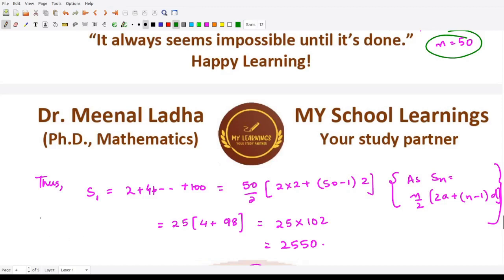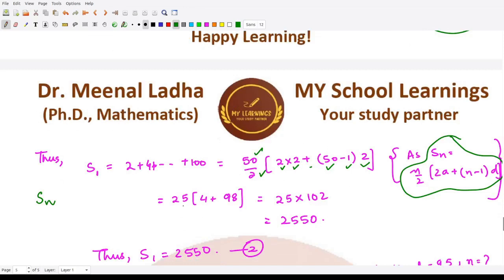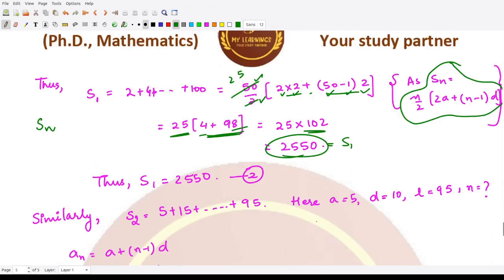Once you have n, now you can use the formula for Sn, that is n by 2 times 2a plus n minus 1 times d. So n divided by 2, 50 divided by 2, times 2a plus n minus 1 times d. Solving all these, you have 25 here, and then 4 here, and then 98 here. You can add them, you have 102, and then multiply by 25, you have 2550 as the value for S1. Let's call this equation number 2.